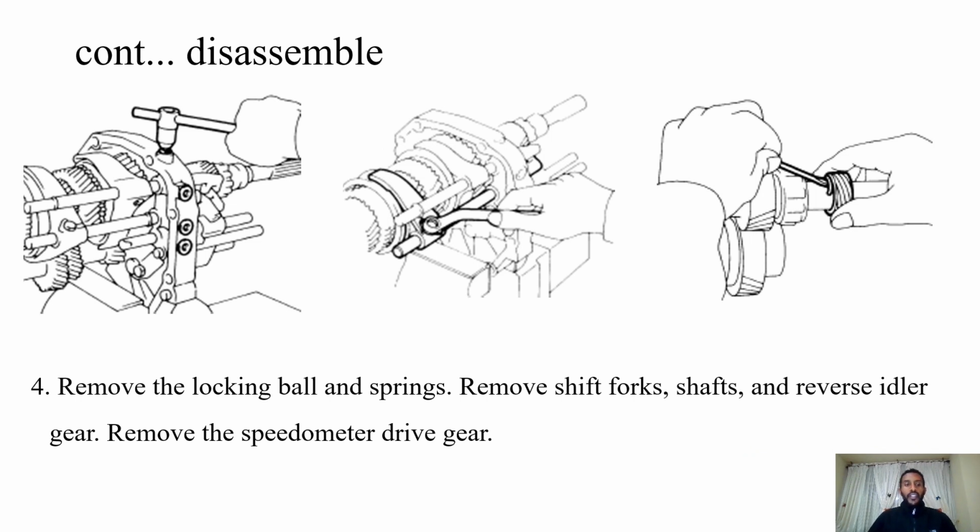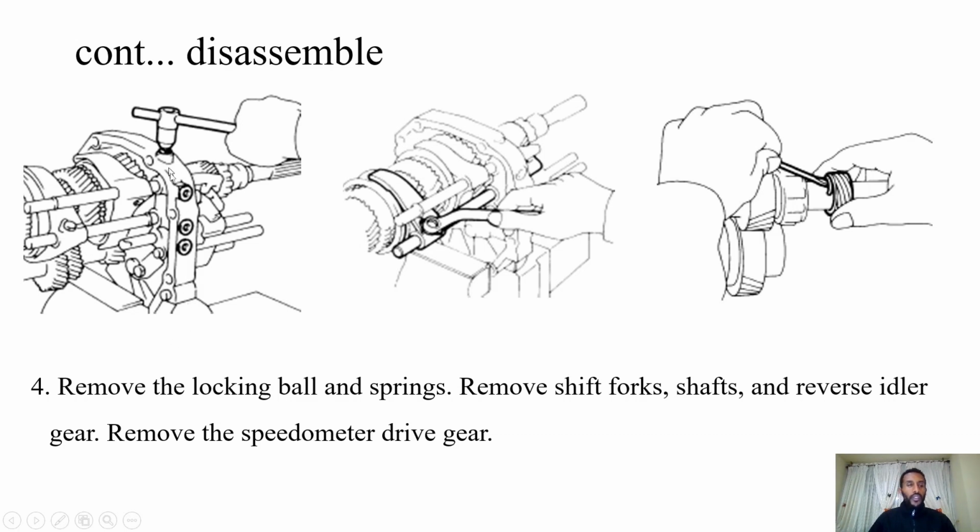Next, remove the locking ball and spring. If you remember, these balls and springs are mostly used for the detent mechanism. In different designs, you will find a different number of detent mechanisms. These are simply spring-loaded balls, which prevent the gear shift from slipping out of gear after we select the preferred speed. So we should remove all of these.